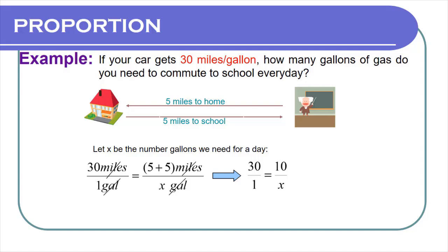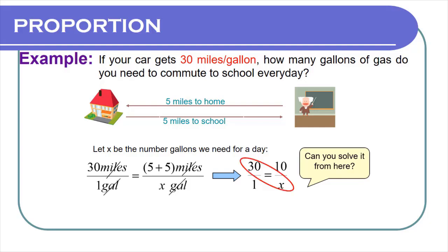Can you see how to solve this one? You can do cross multiplication. It means that 30 times X will be equal to 1 times 10. So we have 30x is equal to 10. So x is equal to 1 over 3 gallon. It means that to commute to school every day, you need 1 over 3 gallon.